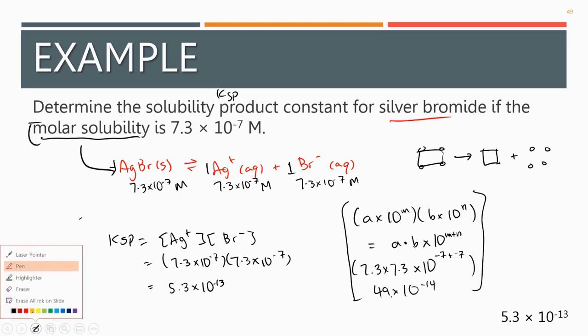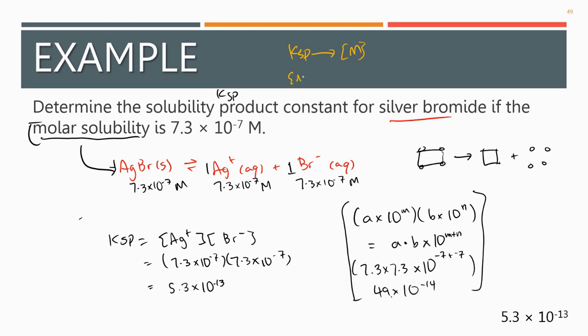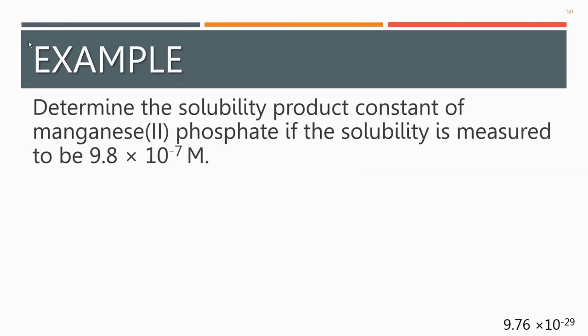So for the main part of this, we're either going to be going Ksp to the concentration, how much will dissolve of a solid, or the concentration to Ksp, right? Those are the two things that we're really going to be doing for the most part. Okay, example number 2 here, we're going to determine the solubility product constant of manganese(II) phosphate if the solubility is measured to be 9.8 times 10 to the -7 molarity. So again, we're moving from the molar solubility to Ksp, right?